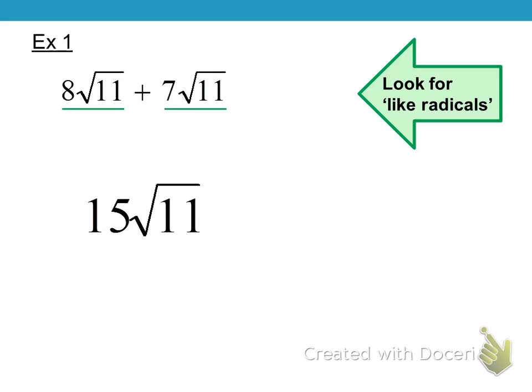Okay? The other thing you want to check is sometimes this number isn't simplified, so then you do a factor tree. Sometimes you have to do a tree first to get them to be like radicals, and then you add. So you got to be aware of the whole tree idea throughout this.